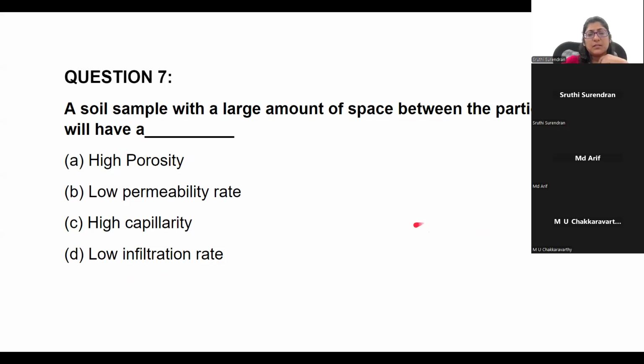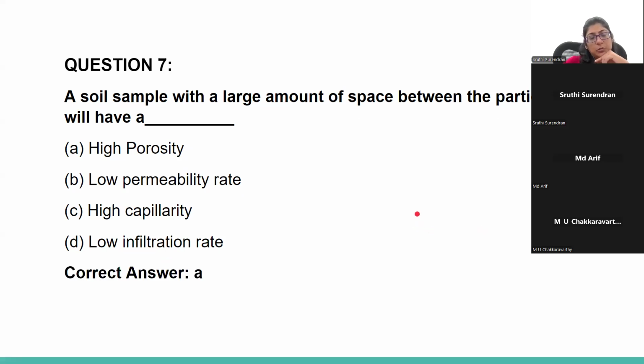Okay, so we have been consistently discussing what porosity is. Porosity is basically the volume of voids or the percentage of voids in a solid material. So the larger the amount of pores, the larger the porosity. So the correct answer is option A, high porosity.